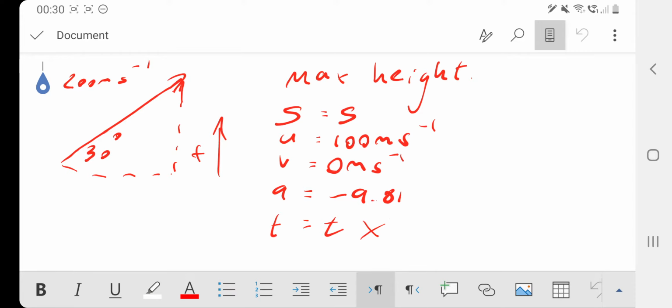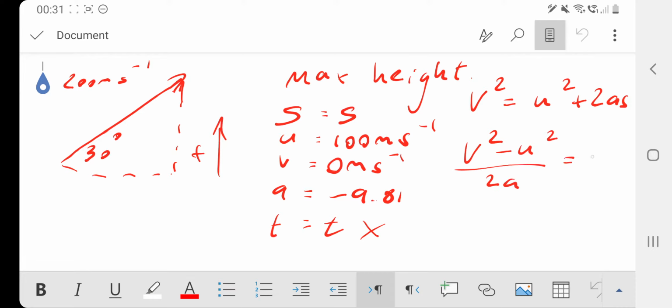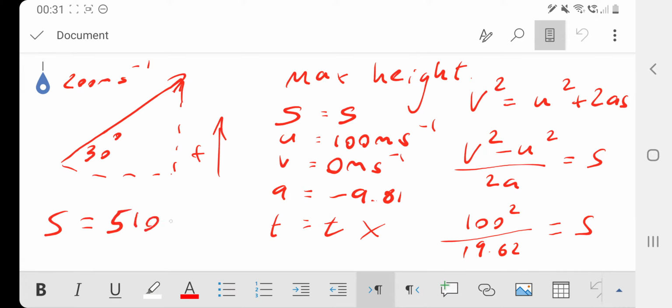So we need an equation. There's no t, so an equation without t would be v squared equals u squared plus 2as. Then we just need to rearrange to find s. So v squared minus u squared, divided by 2a, will give us the vertical displacement. That would be 0 squared minus 100 squared divided by 2 times minus 9.81. So we can simply say 100 squared divided by 19.62. The minuses will cancel out. And that will give us the vertical displacement. If you wish to get your calculator just to check, 100 squared divided by 19.62 gives a maximum vertical height, S, equal to 510 meters.